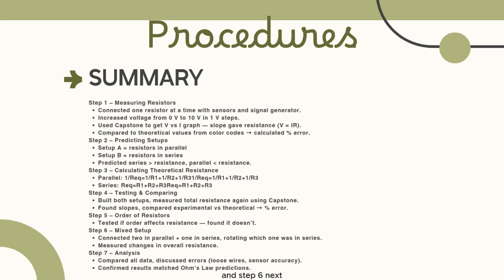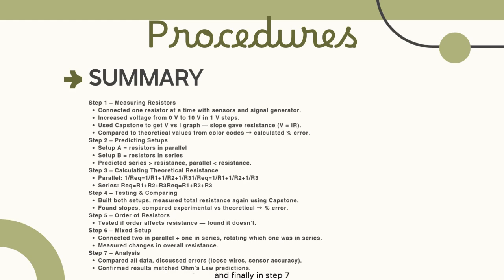In step 6, next we connected two resistors in parallel and added a third one in series with the parallel set. This was done 3 times, changing which resistor was placed in series each time. For every setup, we measured the overall resistance using the same voltage-current slope method and recorded the results in the table. And this allowed us to analyze how adding a resistor in series affects total resistance.